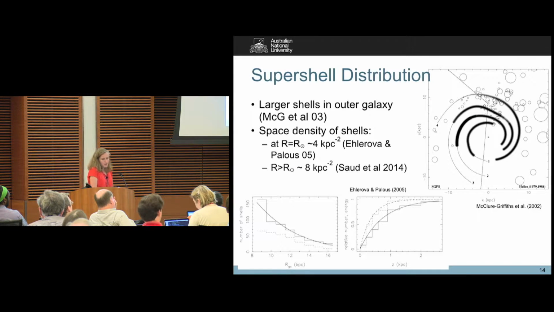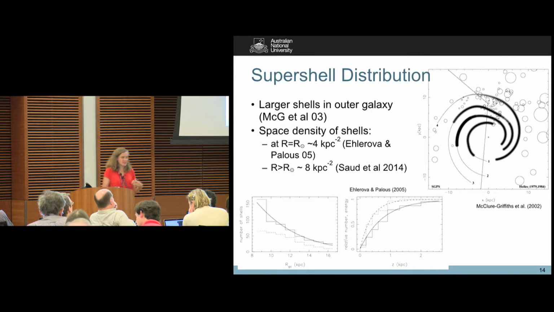We can also learn a lot about the distribution of supershells in the galaxy. The image up on the top right is actually from my PhD thesis, where I took Carl's catalog and my own catalog over on this side and put them together, looking at the galactic distribution of supershells. We drew a lot of conclusions from that.